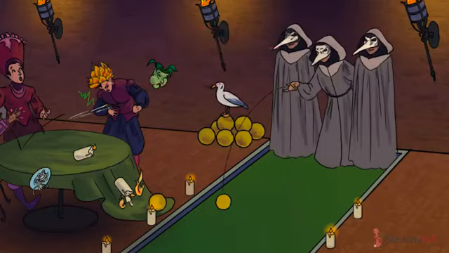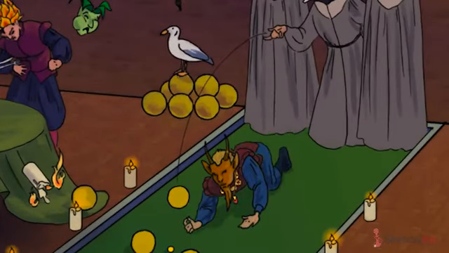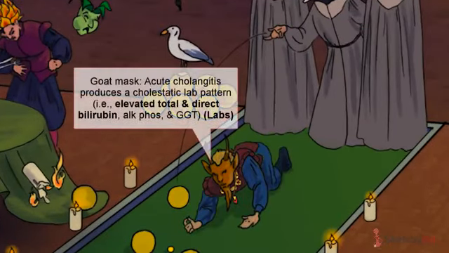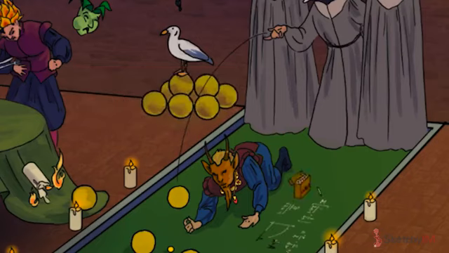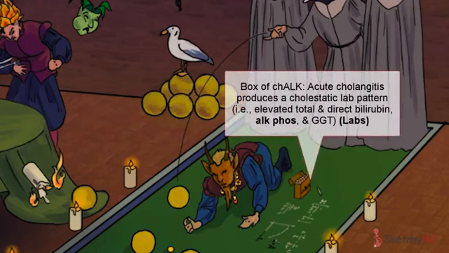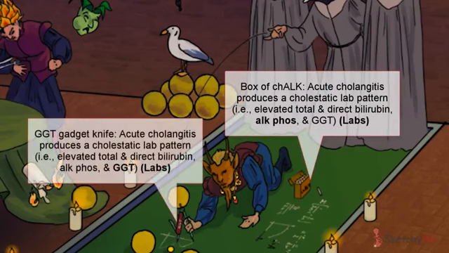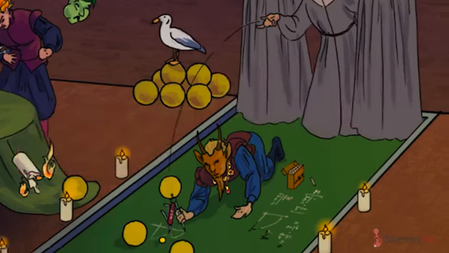Wait your turn, sir. Due to biliary obstruction, acute cholangitis also causes a cholestatic pattern of lab findings, including elevated total and direct bilirubin, hence the yellowish goat mask and his collar-like necklace, elevated alkaline phosphatase, represented by the box of ALK chalk, and elevated GGT, represented by our recurring GGT gadget knife.